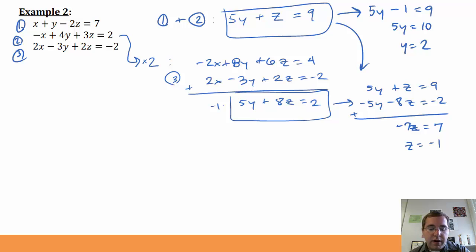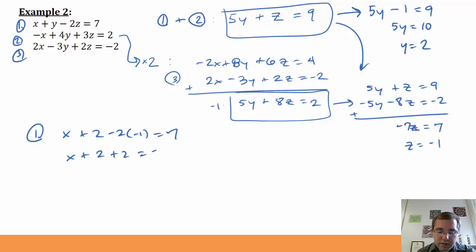All I need to do is find x, and I can go back to any one of my three original equations. Plug in 2 for y and negative 1 for z, and solve for x. So if I just plug it into equation number 1, which looks like the easiest one, I've got x plus 2 minus 2 times negative 1 equals 7. So x plus 2 plus 2 equals 7, x plus 4 equals 7, and x equals 3.